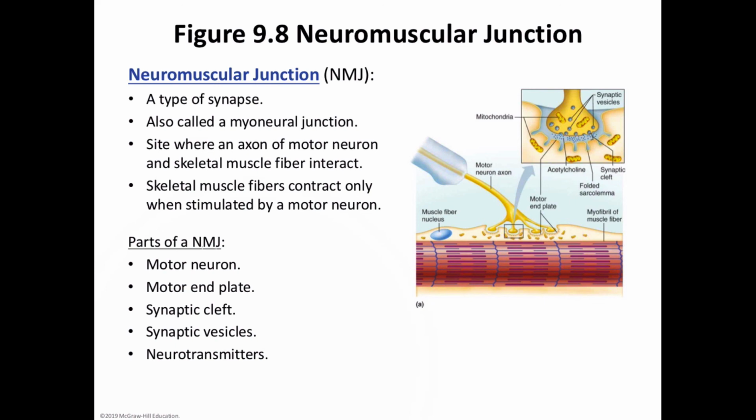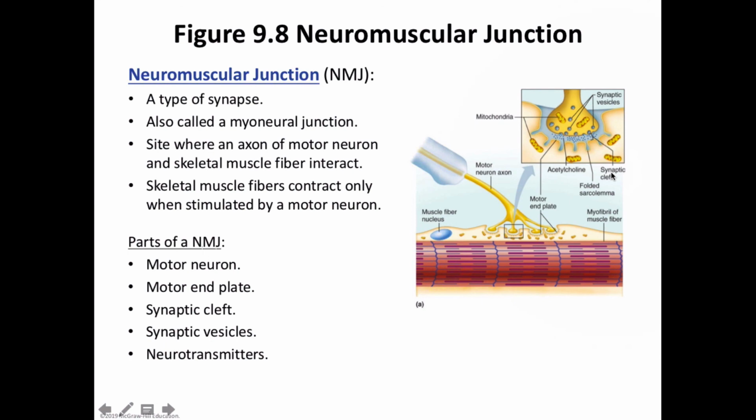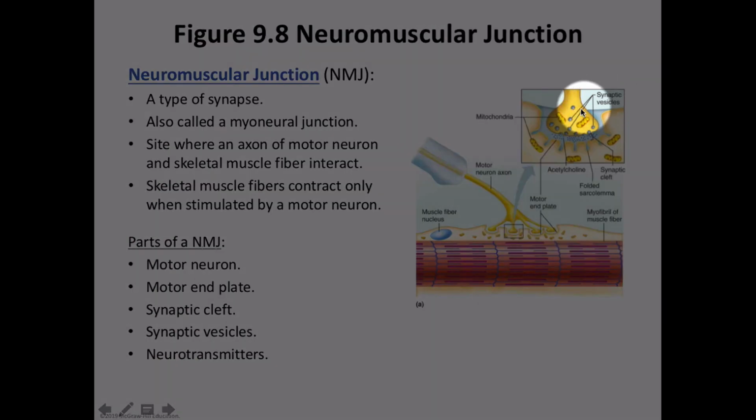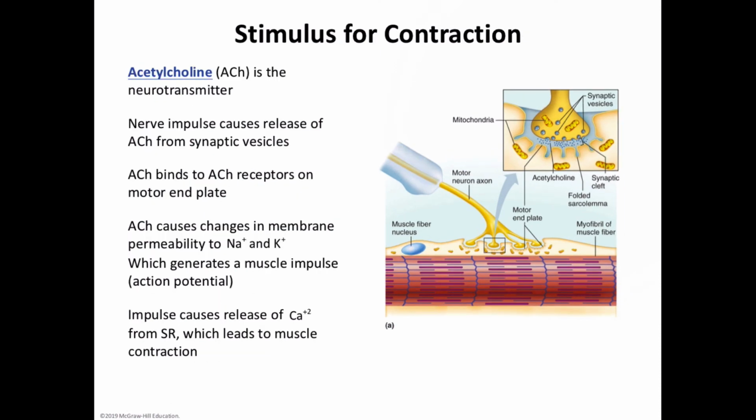Let's begin with the parts. It lists the motor neuron, and the motor end plate, which is just where it meets the muscle fiber. Thereafter it mentions the synaptic cleft, which is the space between the synaptic knob and the muscle itself. Then it lists synaptic vesicles, these here, and lastly the neurotransmitter.